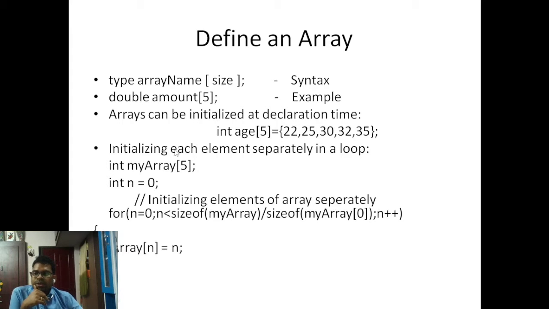Initializing each element separately in a loop. We can initialize separately. Here you can see we are using a for loop and we are assigning the n value to my array of n. So my array of n, 0, 1, 2, 3, 4. The value is increased over here, n plus plus. 0, 1, 2, 3, 4 will be stored inside my array of n.